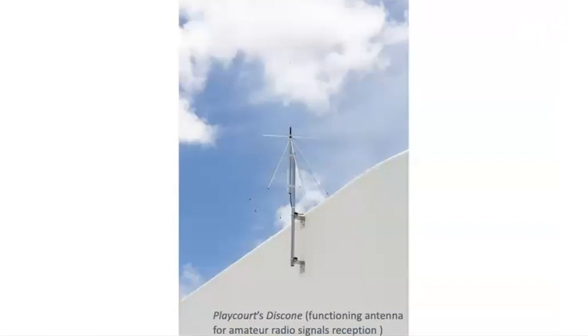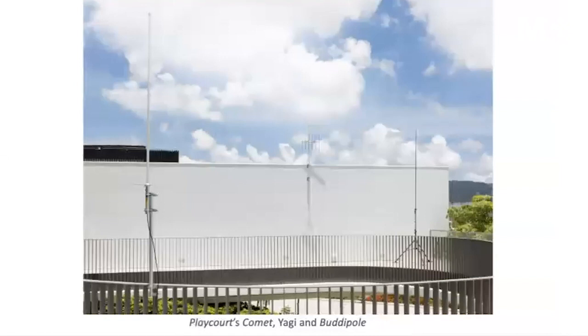And this is a shot of the disco. It's in this sort of umbrella shape, because it's able to receive signals from all different angles. This is the install at the outdoor area at M+ right now. And there's another view of the other two antennas opposing the disco.